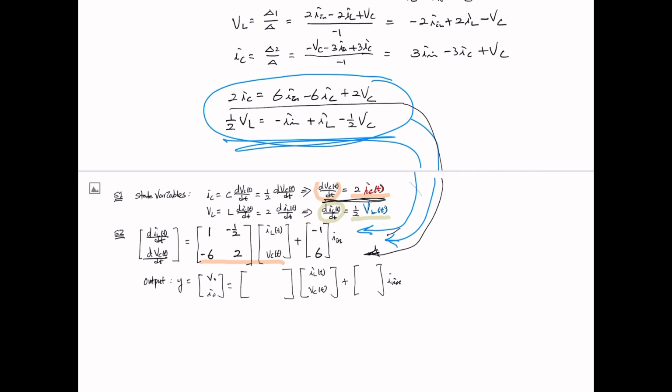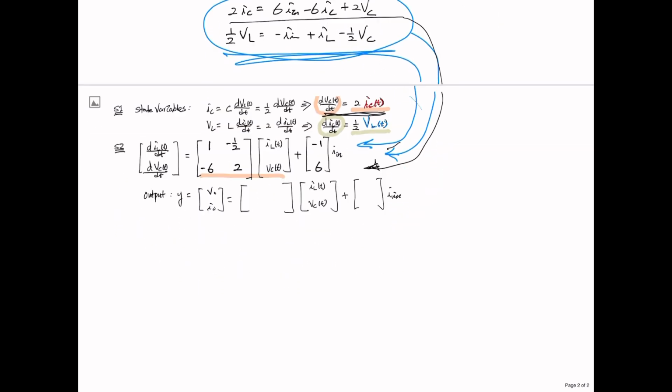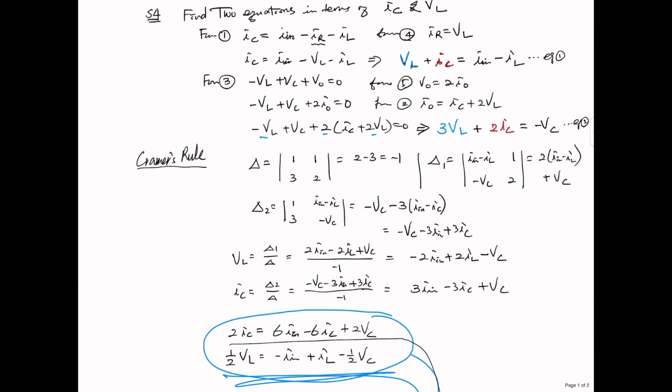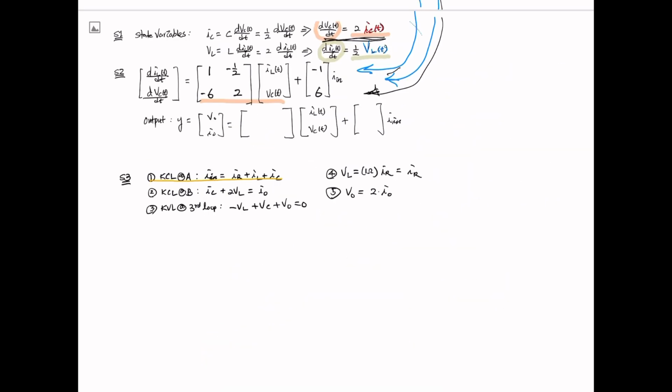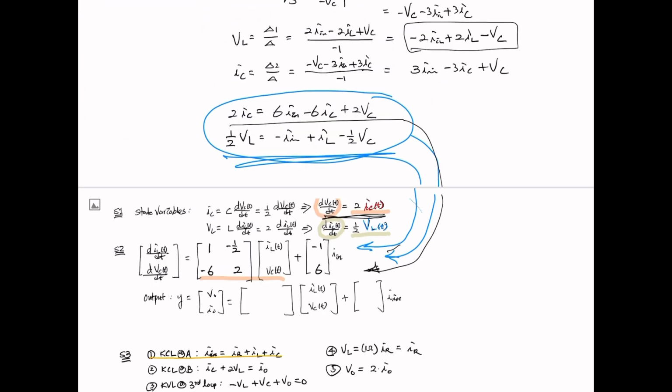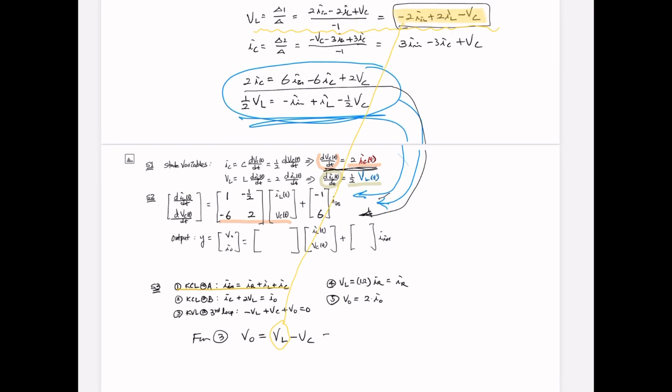Okay, so we did the state equation. Now we need to do the output equation. For the output equation, we need to have V naught and I naught. So let's go back and look at the equations. From step 3, we had these 5 different equations. Now we need to find V naught. From 3, we have V naught equals VL minus VC. And then what is VL? We just found the VL here. That is our VL. We can copy that down.